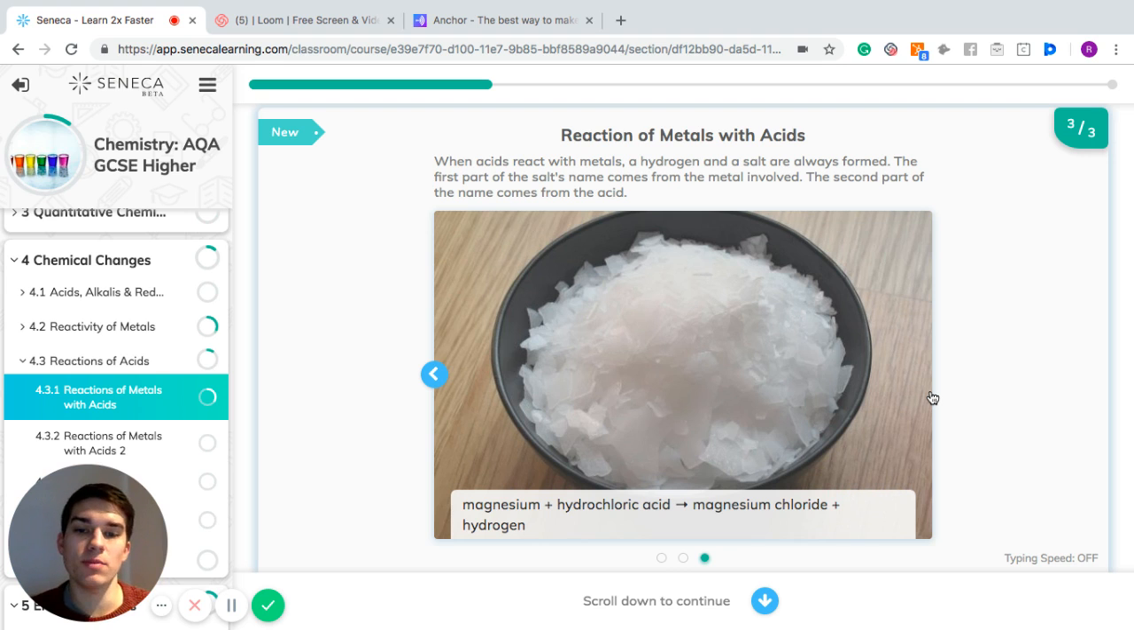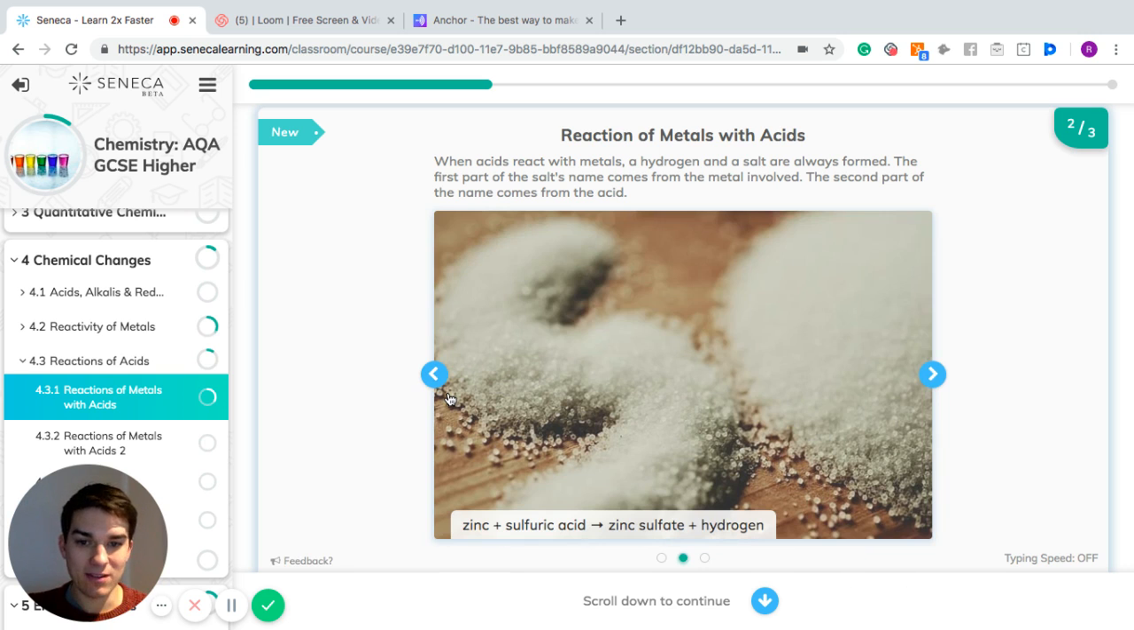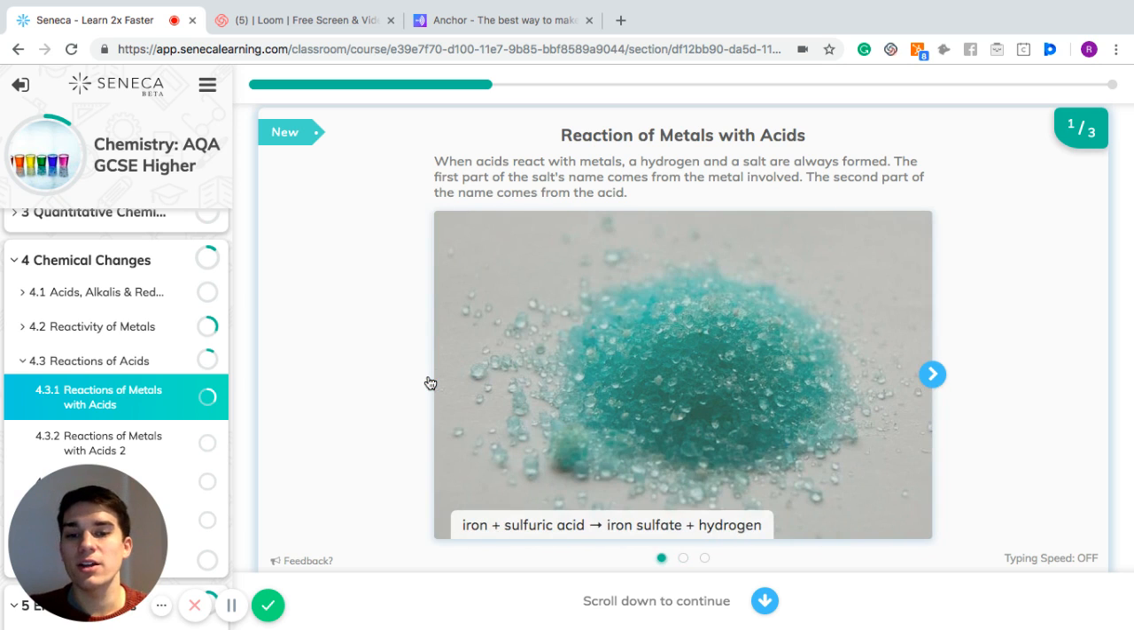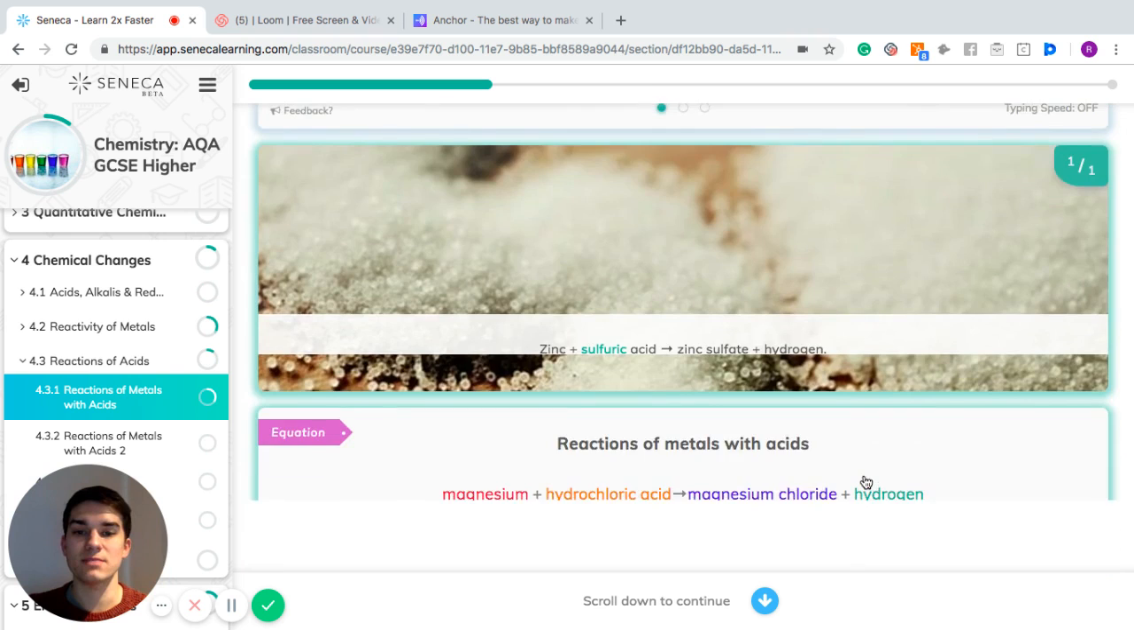An example would be if magnesium reacted with hydrochloric acid, magnesium chloride would be formed, and also hydrogen. Another example is that if zinc and sulfuric acid reacted together, it would form zinc sulfate and hydrogen. And if iron and sulfuric acid reacted together, then iron sulfate and hydrogen would be created.